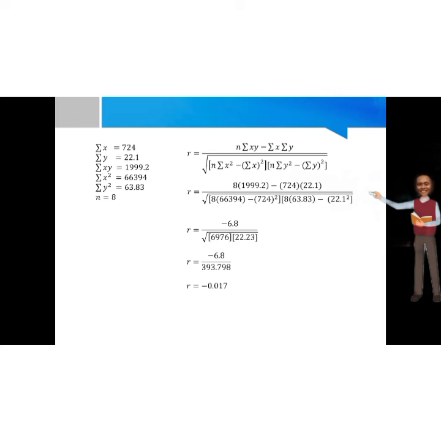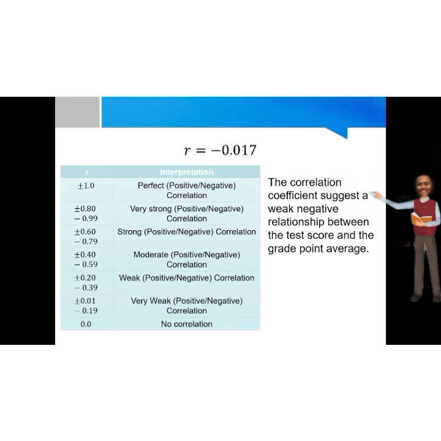And it is equals to negative 6.8 divided by square root of 6,976 multiplied by 22.23. The r is equals to negative 6.8 divided by 393.798, and the r is equals to negative 0.017. And the 0.017 correlation coefficient suggests a weak negative relationship between the test score and the grade point average. And that's all for chapter 10.